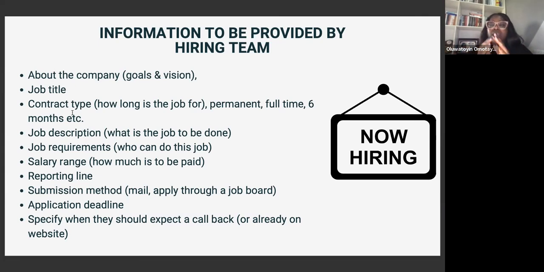I know that sometimes it might be difficult to really gauge when you would call a candidate back, but if possible, you might want to give a bit of timeline, right? It could be a stretch, but give a range of timeline. You could say between 2 to 4 weeks or within a month, so that the candidates are not just left in limbo, so that they can follow through with the recruitment process.